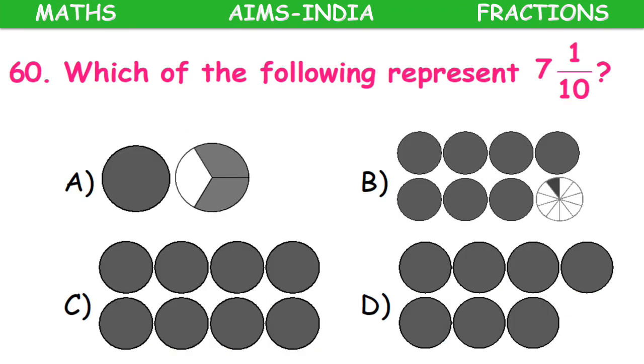Okay. Next, coming to the last question for today, children. What is it? Question number 60. Now which of the following represents 7 1 by 10? Now if you remember about this here, 7 1 by 10, see, what is this? This is a mixed number.